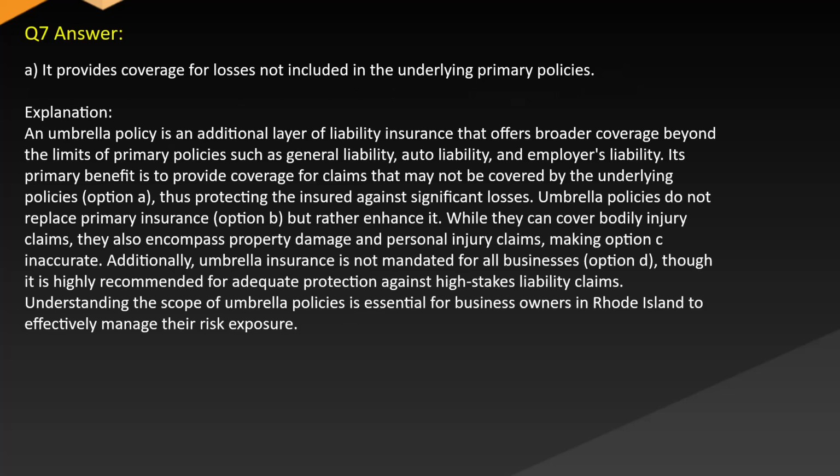Answer A. It provides coverage for losses not included in the underlying primary policies. Explanation: an umbrella policy is an additional layer of liability insurance that offers broader coverage beyond the limits of primary policies such as general liability, auto liability, and employer's liability. Its primary benefit is to provide coverage for claims that may not be covered by the underlying policies, option A, thus protecting the insured against significant losses.